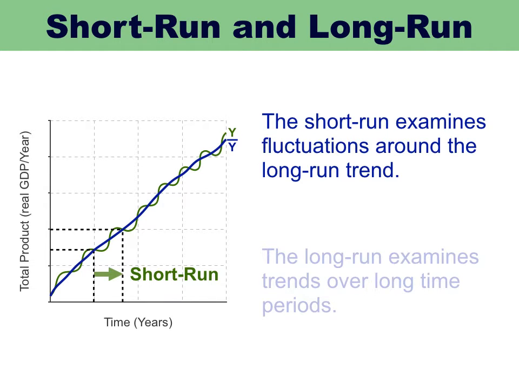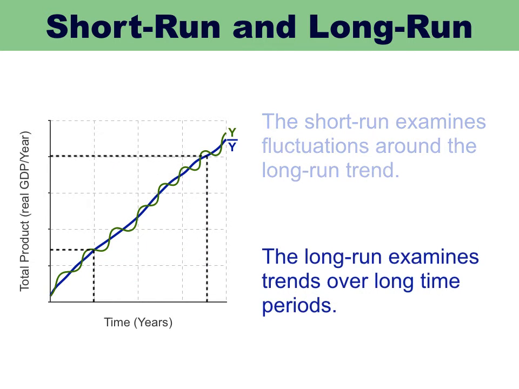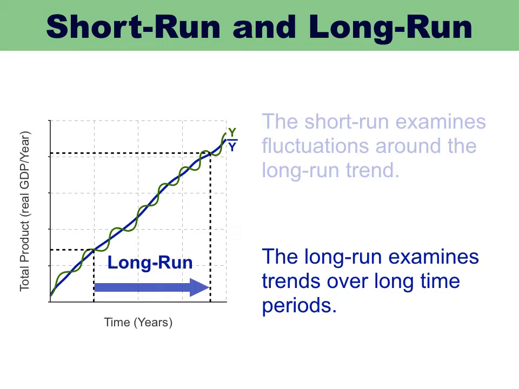But in the long run, we see this Y bar, so Y with a line over top of it. We call that Y bar. In the long run, we're actually taking just the general trend of the economy over a long period of time. And if that's the case, we really don't care about all of these ups and downs in the economy. So we just take those away. So we're going to be looking at the long run for most of this course.